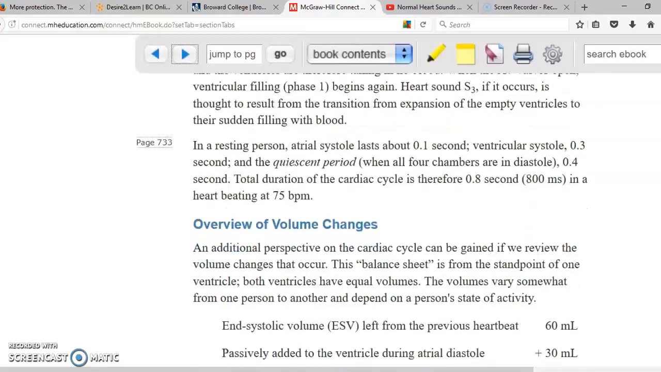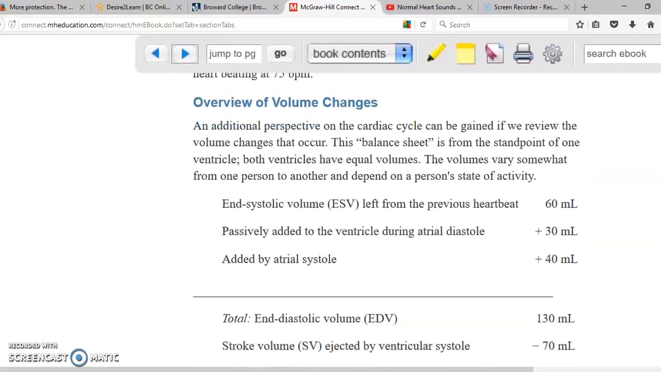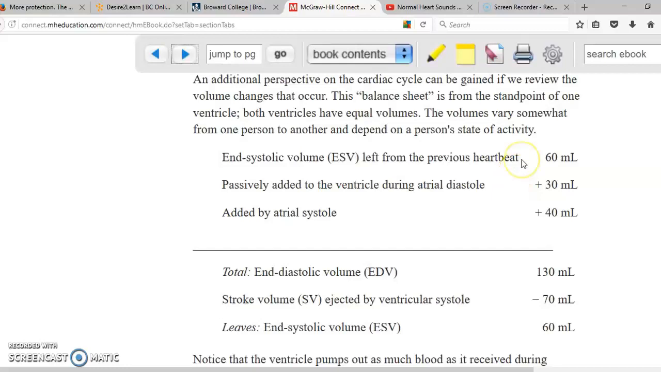Let's keep going down. Overview of volume changes. Okay, we said that when the heart pumps, the stroke volume is going to be 70 milliliters. So you have in there 60 milliliters left. Then the atrium is going to pump the blood from the atrium to the ventricle, 30 milliliters. This just falls because of gravity. And then the atrium is going to produce systolic contraction. That's another 40. So this total is going to be 130. What's the stroke volume again? In the ventricular systole is 70 milliliters. And the end systolic volume again is going to be 60. And the cycle starts over again.